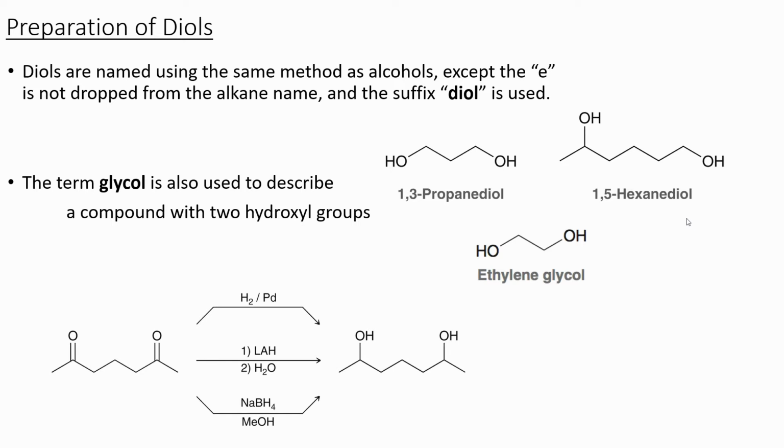There are a few methods to prepare diols that we've already learned. Specifically, all three of the methods of reduction can be used to prepare diols if there are two ketones or carboxylic acids in the starting material. So in this example here, we have a 1,5-diketone, and under any of these reduction conditions, we would convert it to the diol.